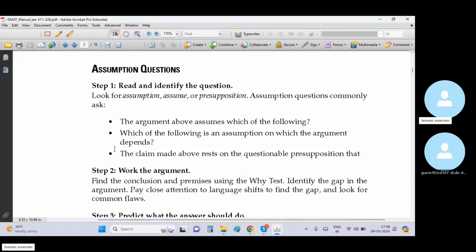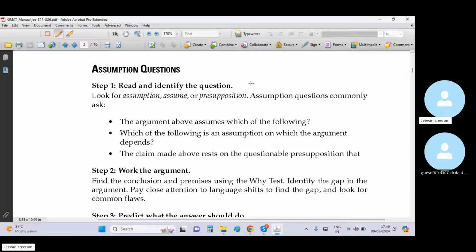In the question stem, there will be a follow-up question. There will be a question following the argument paragraph. It could be like, the argument above assumes which of the following, or which of the following is an assumption. Assumes. These are the keywords to recognize that the question is an assumption question type. An assumption rests on, depends on.